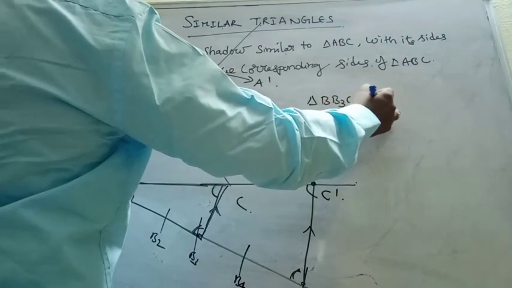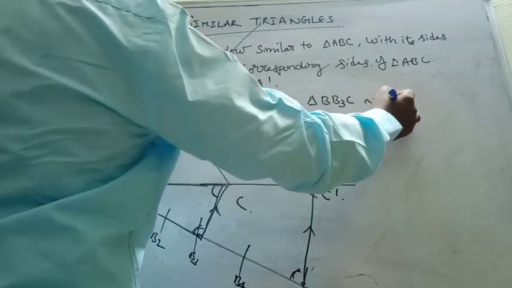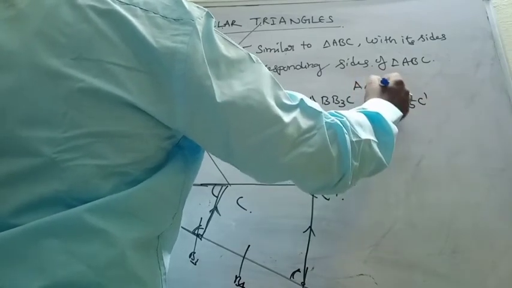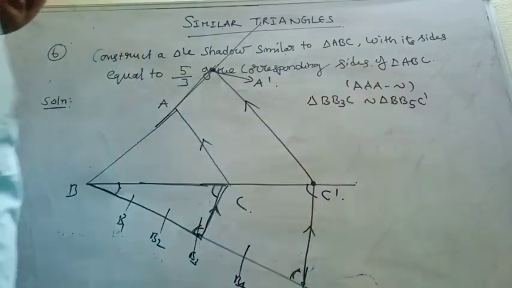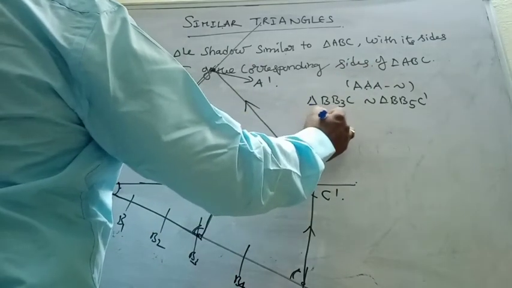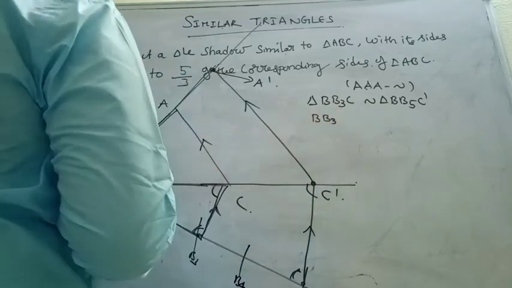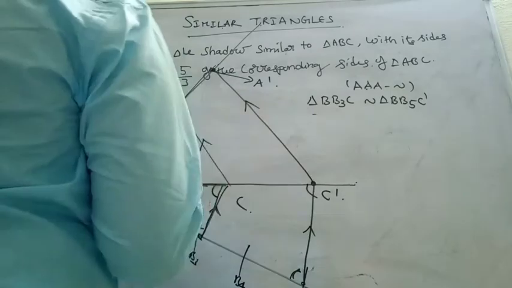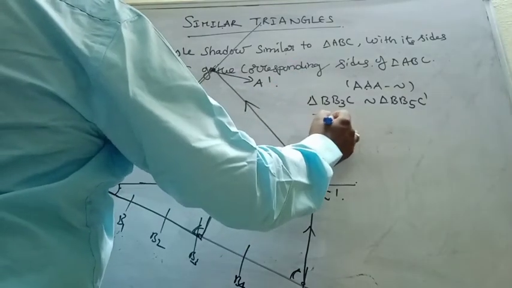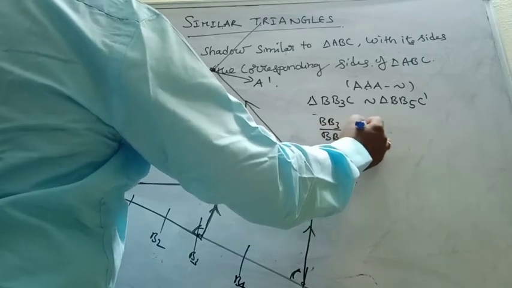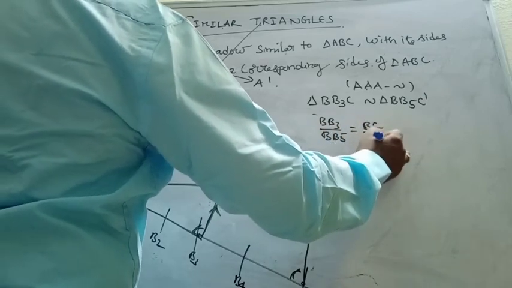Triangle BB3C' is similar to triangle BB5C, by A similarity, like this, right? Wonderful. That means, my dear students, once they are similar, we can take BB3 by BB5 equal to BC' by BC, right?